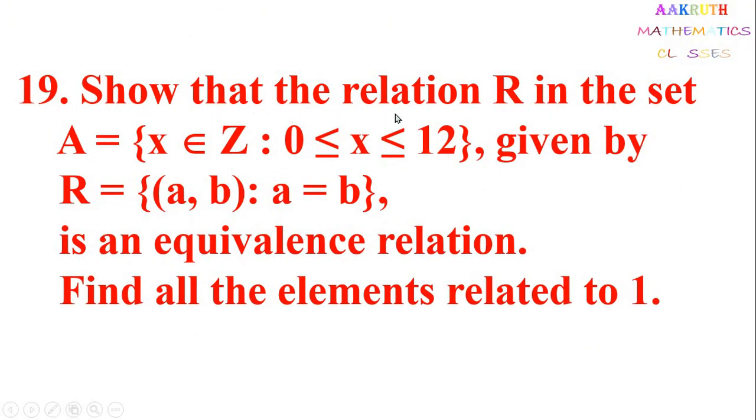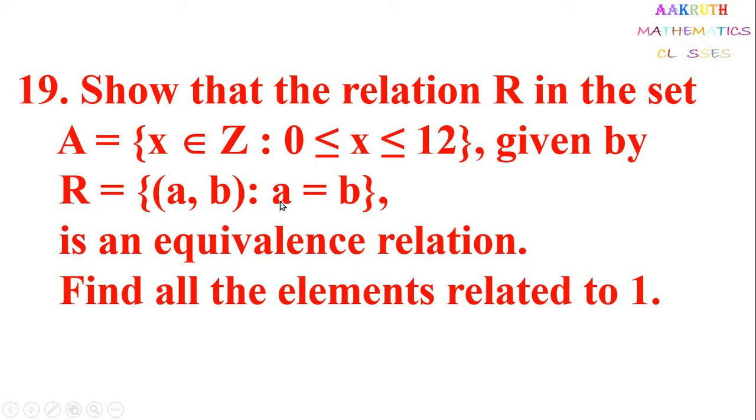So next question, show that the relation R in this set A, the set of all X belongs to Z such that 0 ≤ X ≤ 12, given by R equal to the set of all (A, B) such that A = B, is an equivalence relation. Find all the elements related to 1.